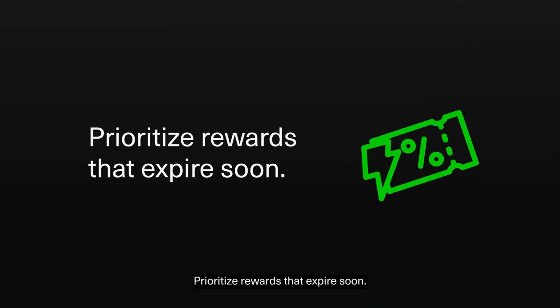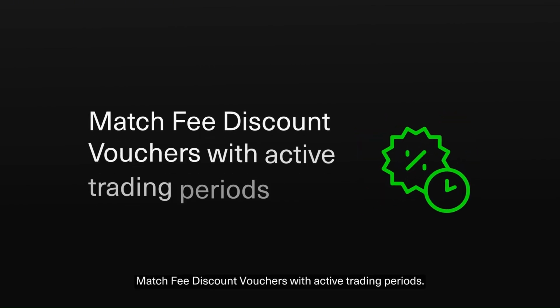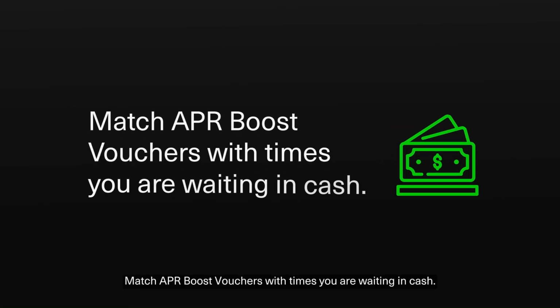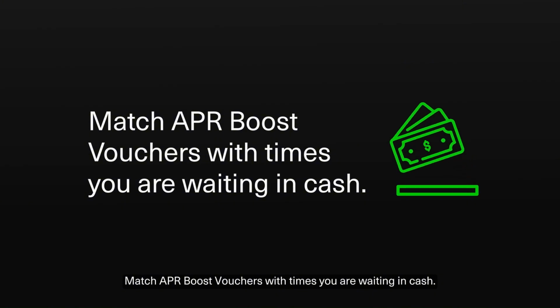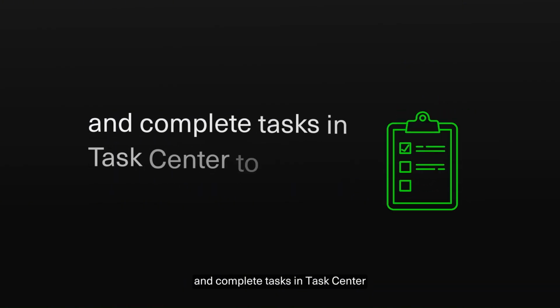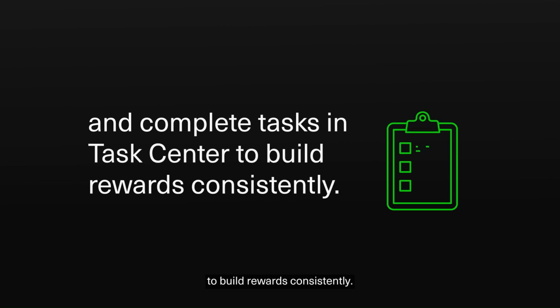Quick tips. Use vouchers with a plan. Prioritize rewards that expire soon. Match fee discount vouchers with active trading periods. Match APR boost vouchers with times you are waiting in cash. Check eligibility rules before you act, and complete tasks in Task Center to build rewards consistently.